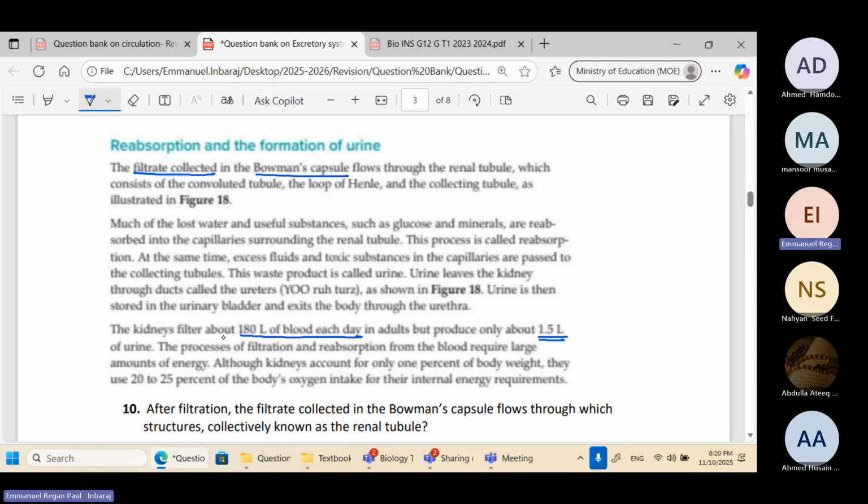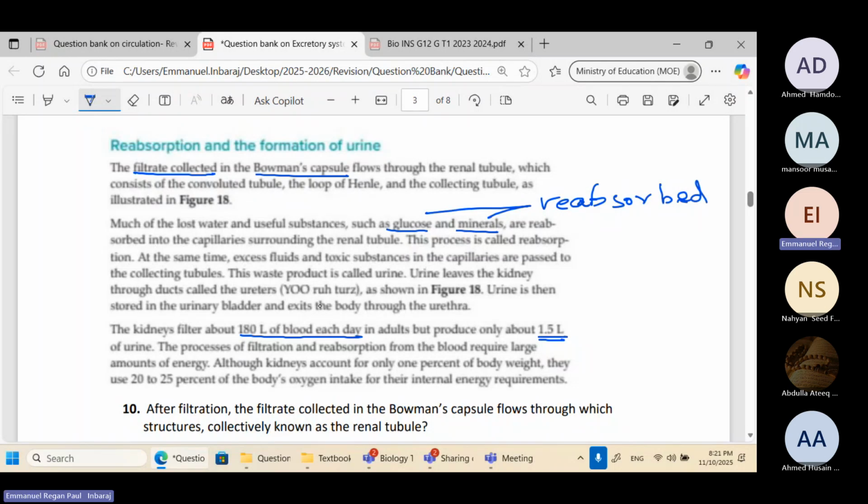So what are the substances that are reabsorbed? Look carefully. Glucose and minerals. These two substances are reabsorbed. Why? Because they are useful to your body. They are not waste. You need them. You need glucose for getting energy. So they are reabsorbed. Glucose and minerals are reabsorbed.